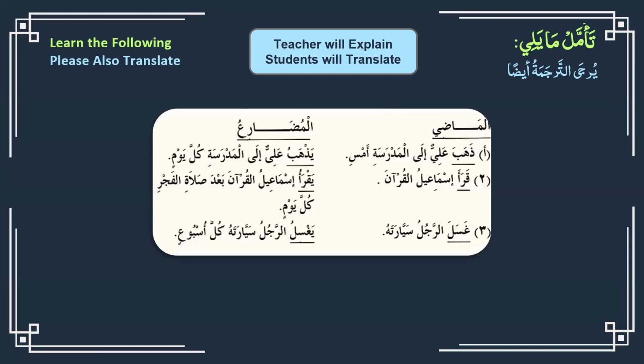ذهب علي إلى المدرسة أمس. Ali went to the school yesterday. Very good. قرأ إسماعيل القرآن. Ismail recited the Quran. غسل الرجل سيارته. The man washed his car. Very good. The good thing is that you realize in the end there is a hu, so that means it is his car. Very good.